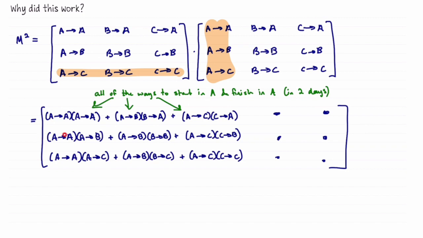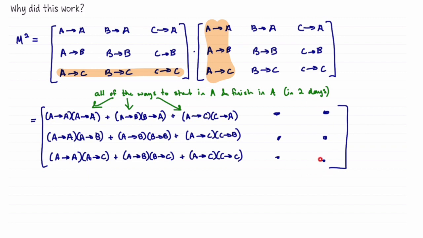The second entry is you could stay in A and then go to B, you could go directly to B and then stay in B, or you could visit C and then go to B. Those are all of the ways to start in A and end in B after 2 days. And similarly, the third entry in this first column is stay in A, then go to C, first visit B, then go to C, or go to C and then stay there.